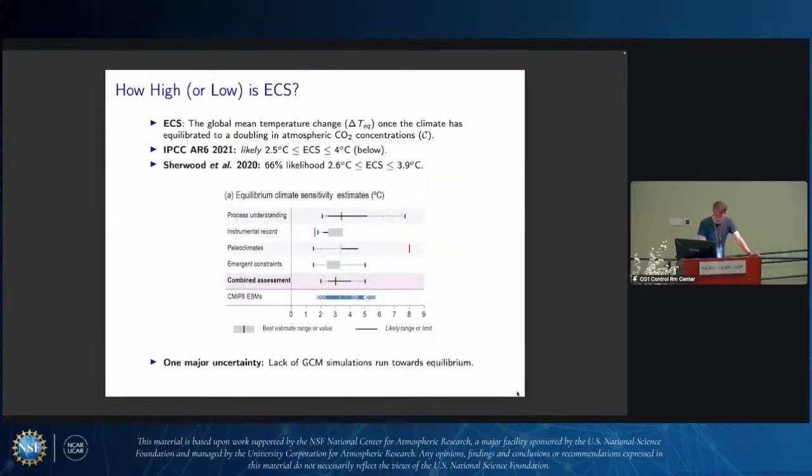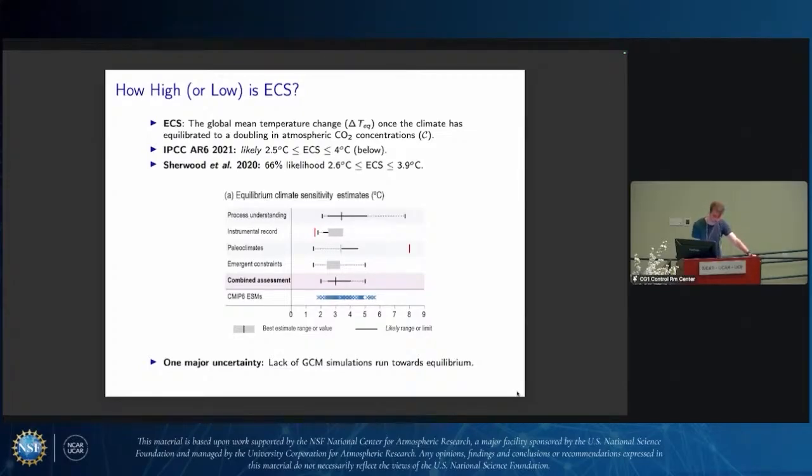So first, what is ECS? By ECS, we mean the global mean temperature change once a climate has equilibrated to a doubling of atmospheric CO2 concentrations. Recent assessments, such as the IPCC report, which is shown below, and the Sherwood 2020 paper, put the likely bound of ECS between about 2.5 degrees C on the lower end and about 4 degrees C on the higher end. But really, I want to draw your attention to the CMIP6 band there.